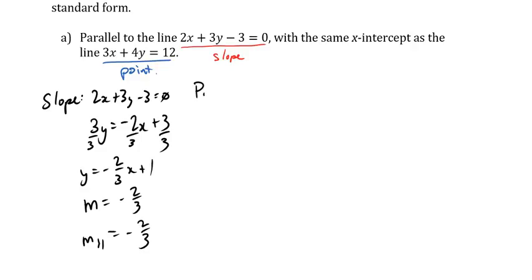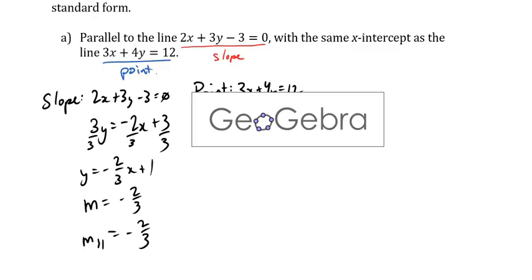Okay, let's find a point. I'm going to use this line. How do I find an x-intercept? Does anybody remember that? Yes, Simran? Y is 0 when you're at an x-intercept. Think about an equation, right? Sorry, I meant think about a graph.